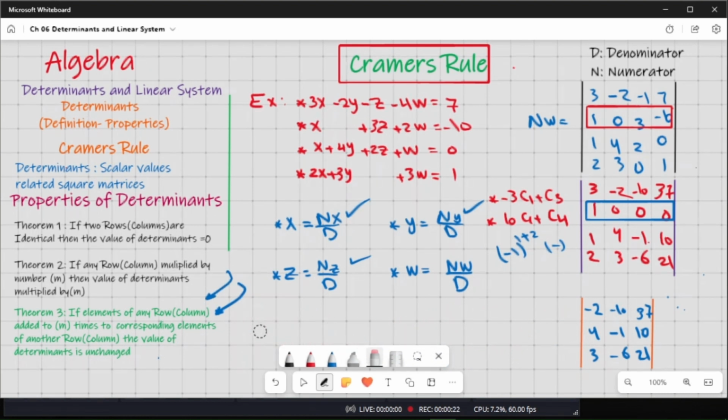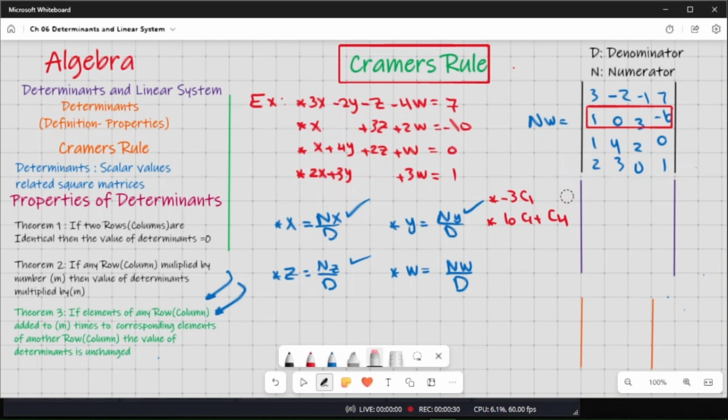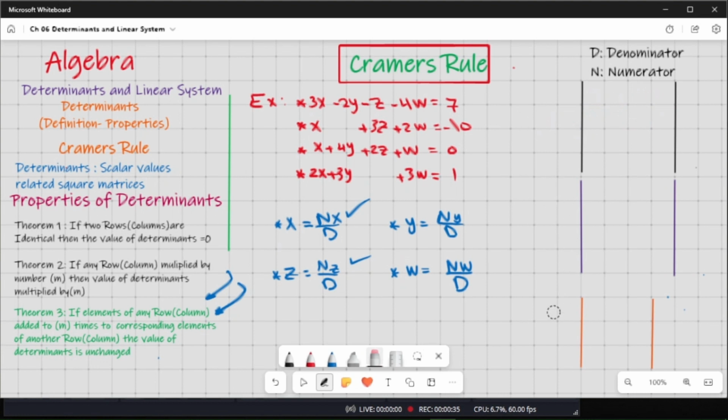So after all this operation, we have here x will be equal to negative 105 by negative 210. So we have here x equal to 1 half.